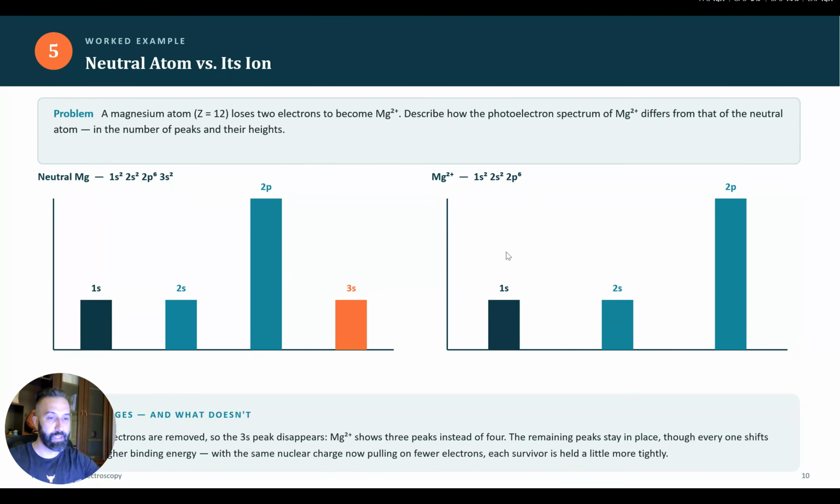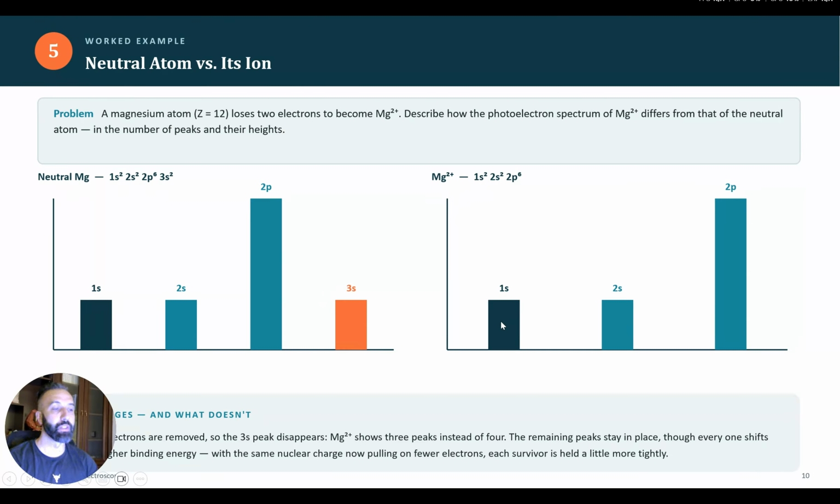And then you've got this. This is the shielding effect that we've been talking about. So magnesium has 12 electrons and loses 2 electrons to become Mg2 plus. Describe how the spectrum of Mg2 plus is different compared to this. First of all, the most obvious difference will be that this will have 2 fewer electrons, right? So this is 1s2, 2s2, 2p6, and 3s2. But this one is missing it. Mg2 plus is missing the last 2 electrons.